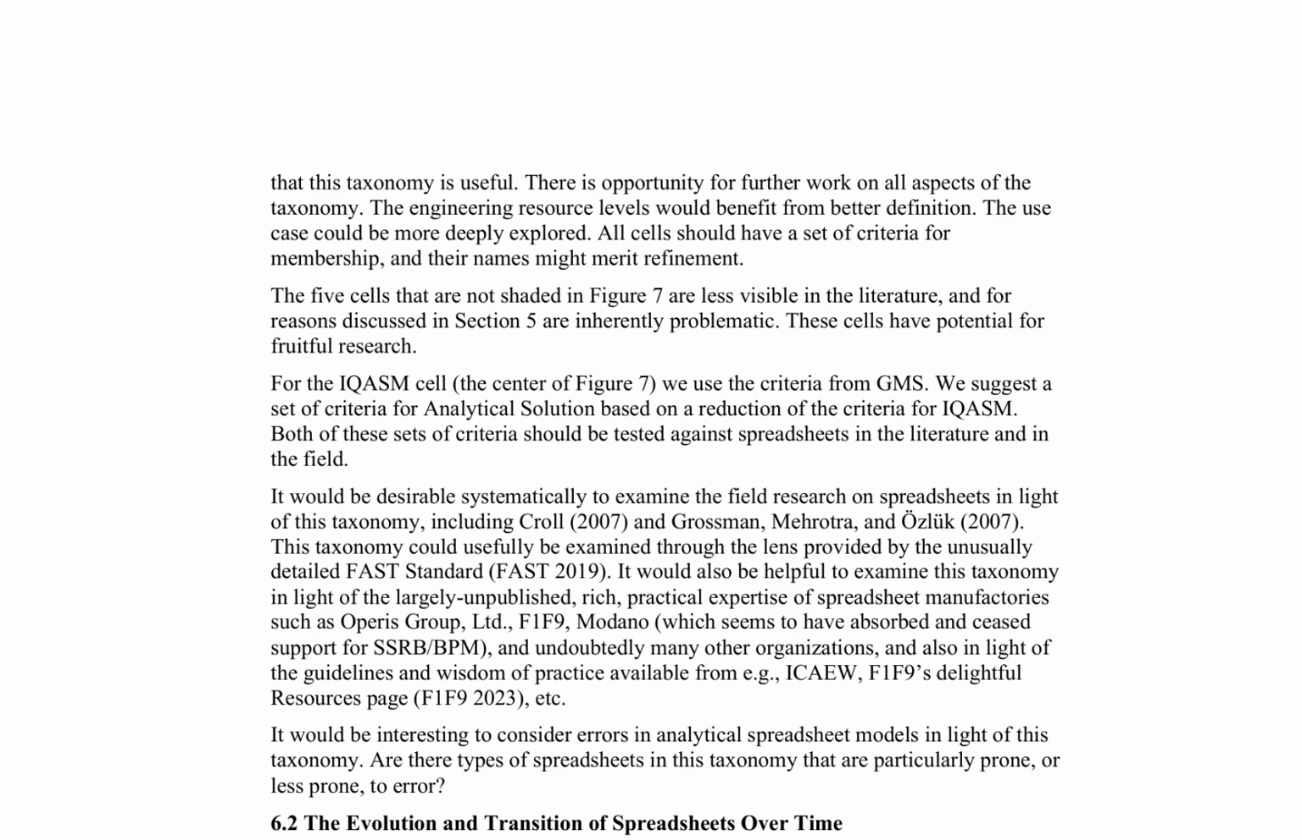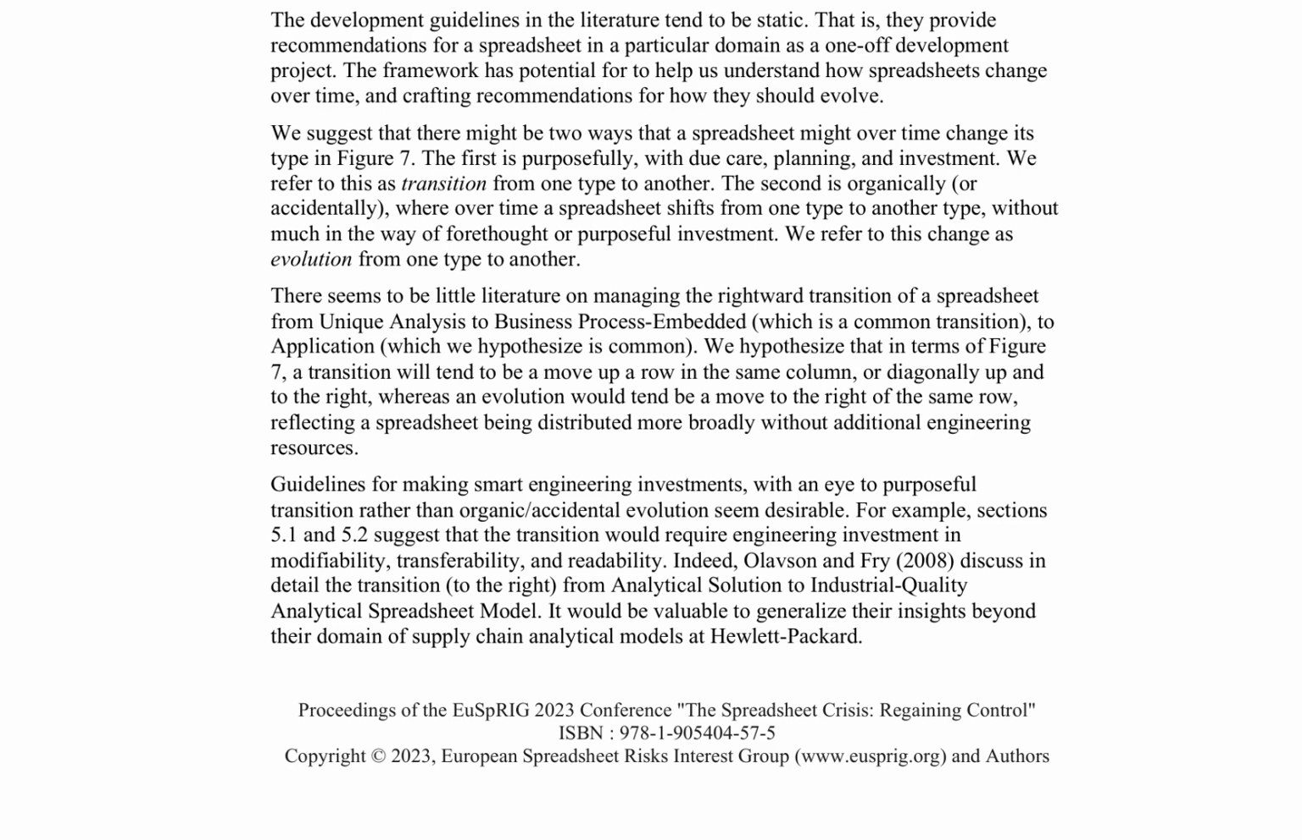It also explores the evolution and transition of spreadsheets over time, proposing 2 distinct paths: purposeful transition with careful planning and investment, and organic or accidental evolution without much forethought or investment. The authors hypothesize that a transition would typically involve moving up a row in the same column or diagonally up and to the right in Figure 7, whereas an evolution would be a move to the right of the same row, reflecting a spreadsheet being distributed more broadly without additional engineering resources. They advocate for guidelines on making smart engineering investments to facilitate purposeful transitions rather than organic evolutions, citing the importance of modifiability, transferability, and readability.